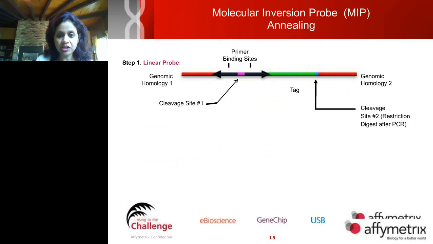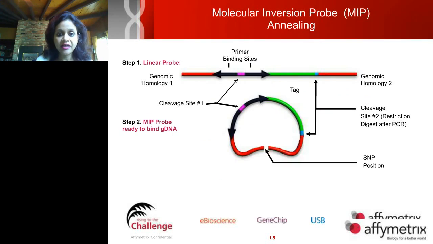What I also forgot to mention is in the first step, the genomic homology regions that you look at are only 40 base pairs. And therefore, this is highly optimized for degraded DNA because all it needs is 40 base pairs of intact sequence.